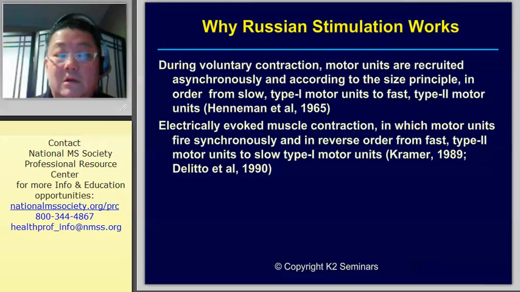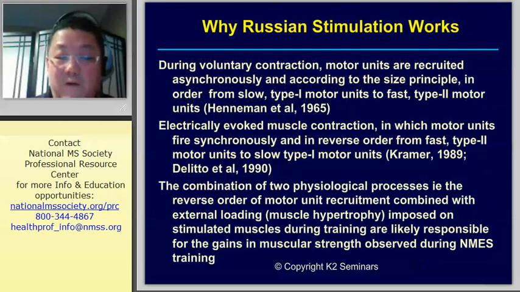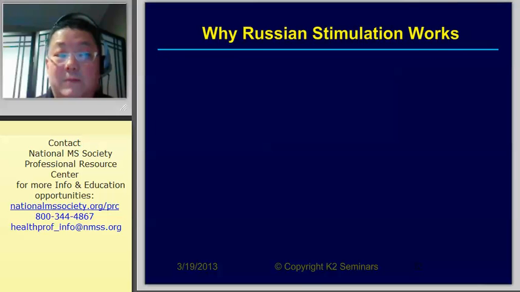Why does Russian stimulation work? Because during voluntary contraction, motor units are recruited asynchronously and according to the size principle, in order from slow type 1 to fast type 2 motor units. With electrically evoked contraction, motor units fire synchronously in reverse order, from fast type 2 units to the slow type 1 units, which means now we can get power and function if we use electrical stimulation instead of the slow postural type fibers. The combination of the two gives us the reverse order of recruitment plus external loading, so you can get hypertrophy.